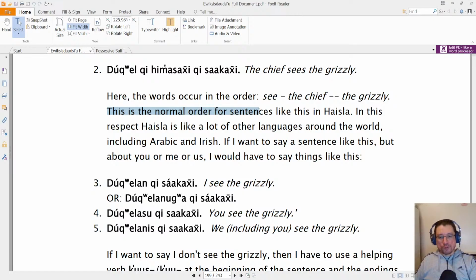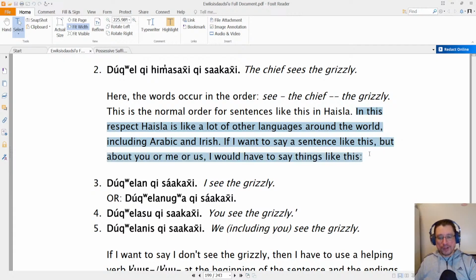So this is the normal word order for sentences like this in Isla. So this is what he was talking about before, where dukwul means to see. So it's a verb. So that's why it comes first in the sentence. So dukwul comes first because it's the verb in the sentence. It's the action word. In this respect, Isla is like a lot of other languages around the world, including Arabic and Irish.